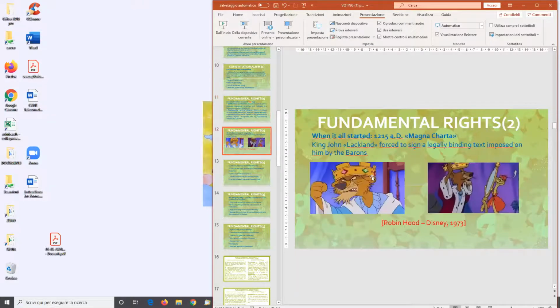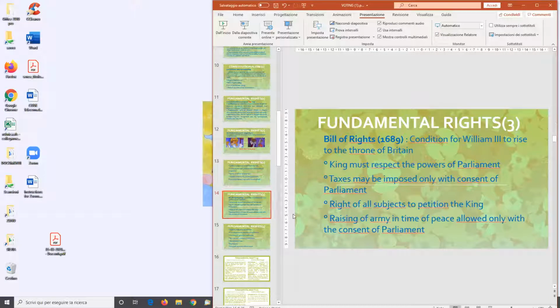The only nice slide is this one, where we have King John Lackland, who is reaping money from the poor peasants, and Robin Hood steps in. And now, what are we interested in? Why are we interested in the Bill of Rights of 1689? Because this text, which I sent to you, is the condition through which the new king can become the King of England, become William III, and among the obligations he takes, the king must respect the powers of Parliament.